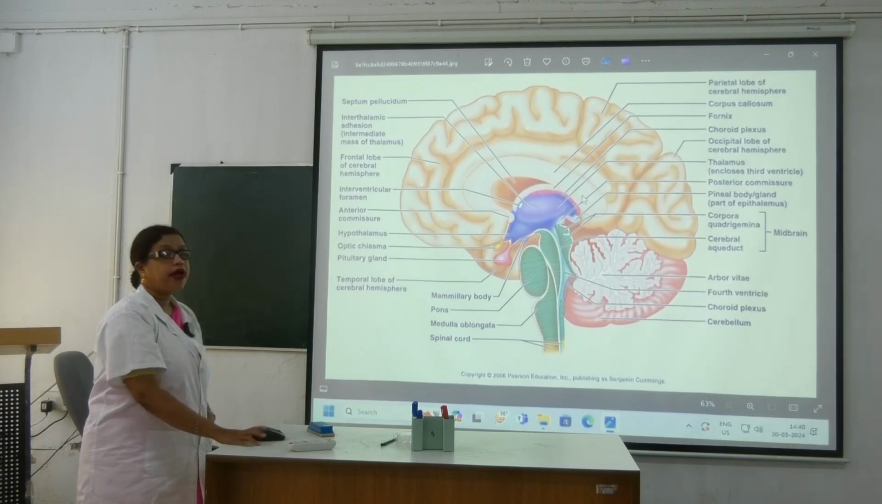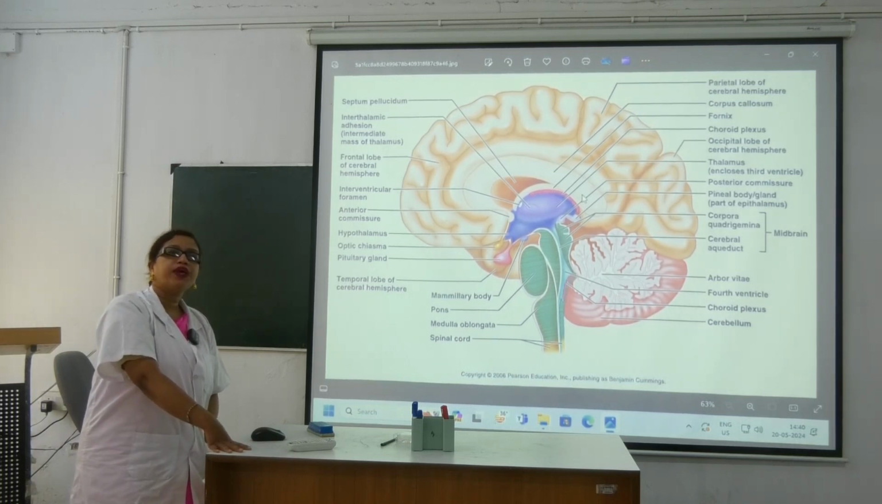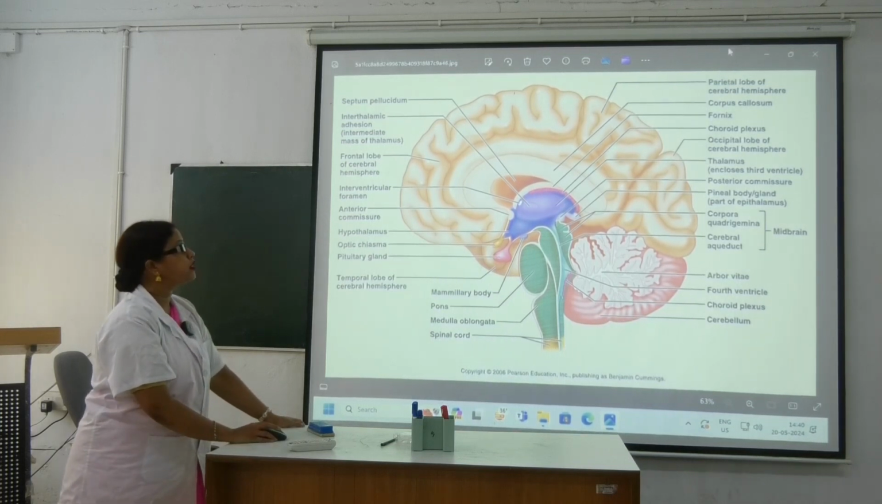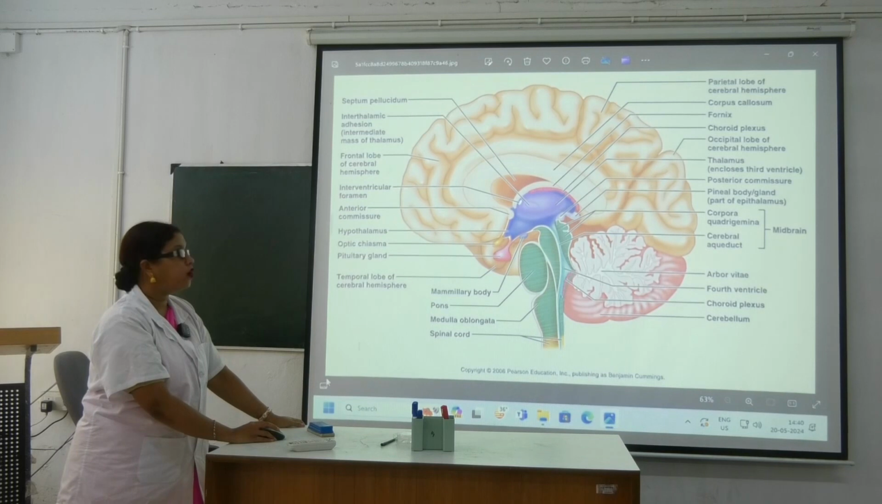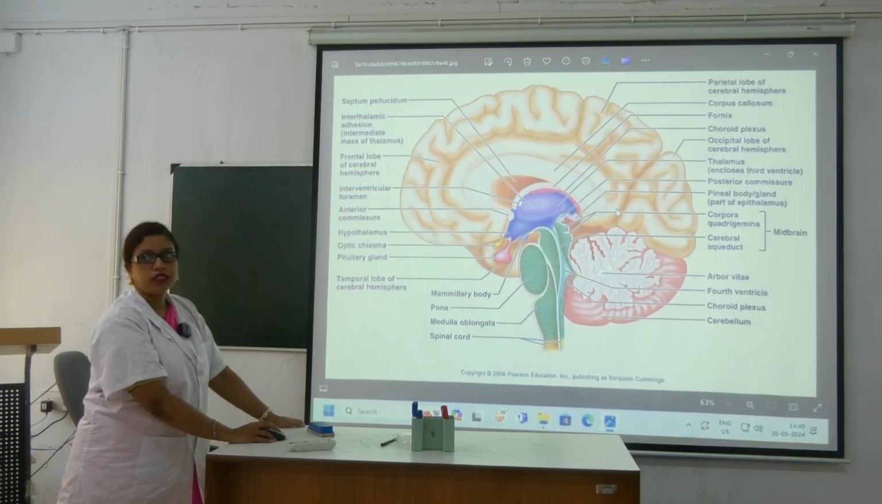Okay, why I am asking, there are 2 things: one is forceps major, the other is forceps minor. They would be present on the corpus callosum, lower end. Where will forceps major be? Towards the frontal lobe. And where will forceps minor be? Towards the splenium. This thing you have to remember.